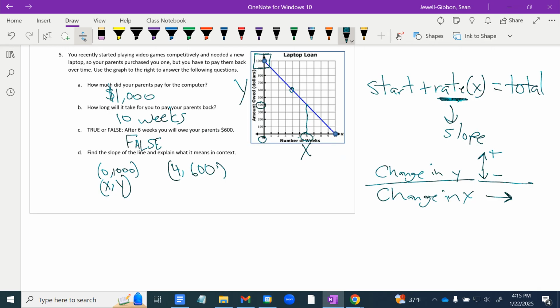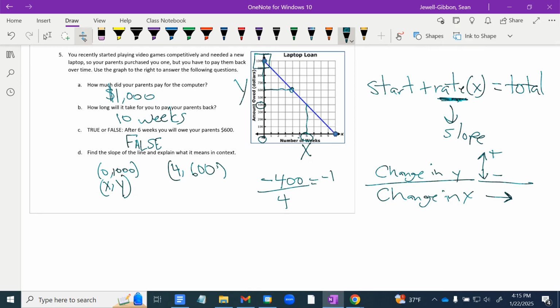Again, we're going to do the change in y divided by the change in x. Going from left to right, this thing is going down 100, 200, 300, $400. So the change in y on top is going to be negative 400, right? Because if we go up, it's positive. If we go down, it's negative. And then the change in x: I'm going to go to the right, over 1 week, 2 weeks, 3 weeks, and 4 weeks. So on the bottom, we have 4. Negative 400 divided by 4, you can do that on your Desmos calculator if you don't know.